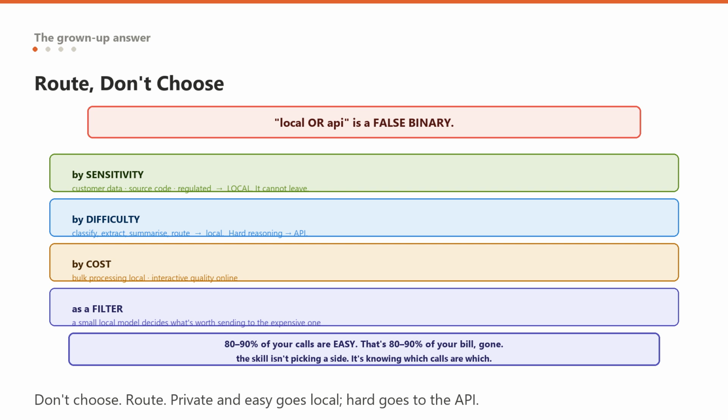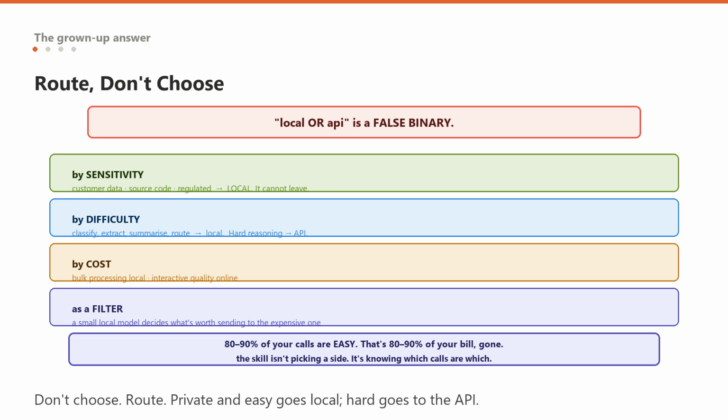Route by difficulty. Use the local model for the easy, high-volume work. Classification, extraction, summarizing, routing, simple rewriting, which is most of the calls in a real system, and send only the genuinely hard reasoning to the frontier API. You will often find that 80 or 90% of your calls are easy, and that is 80 or 90% of your bill gone. Route by cost. Bulk processing locally, interactive quality online.